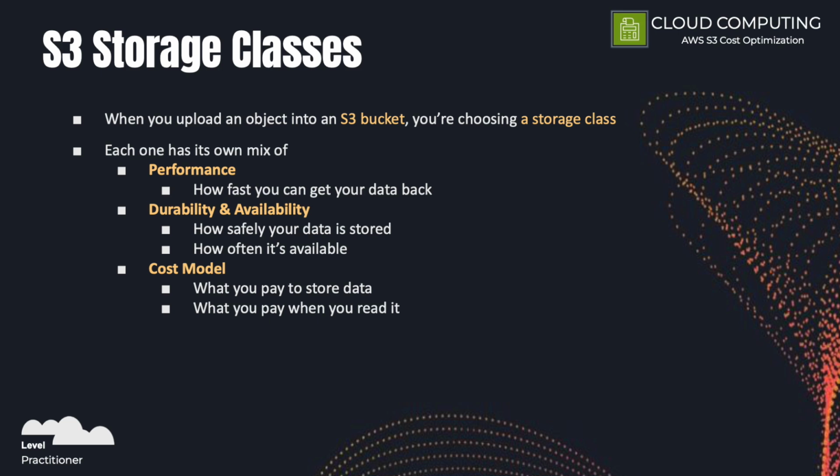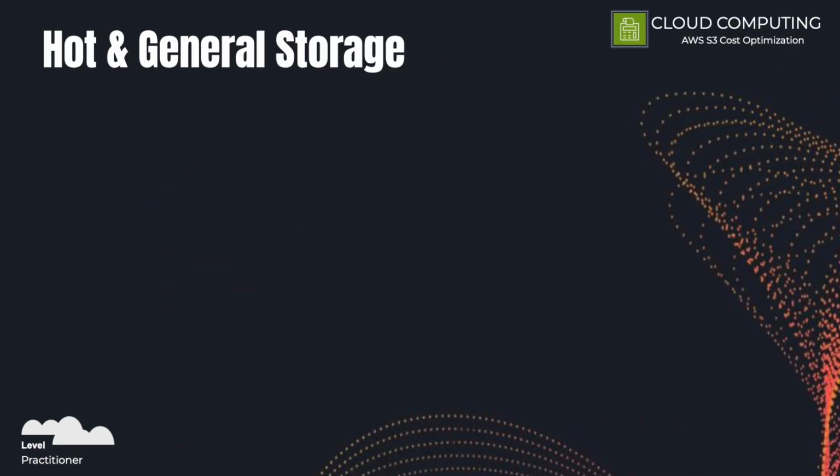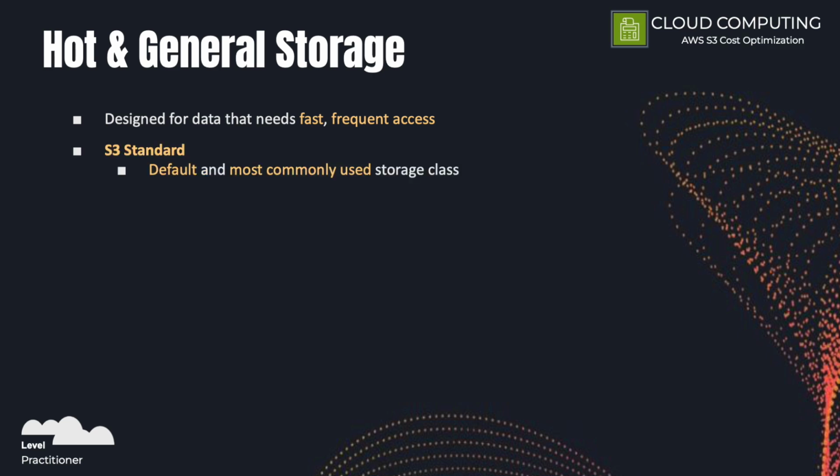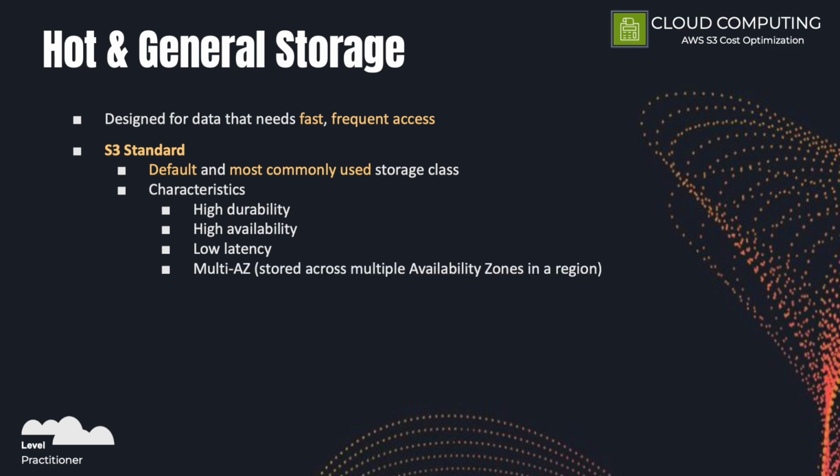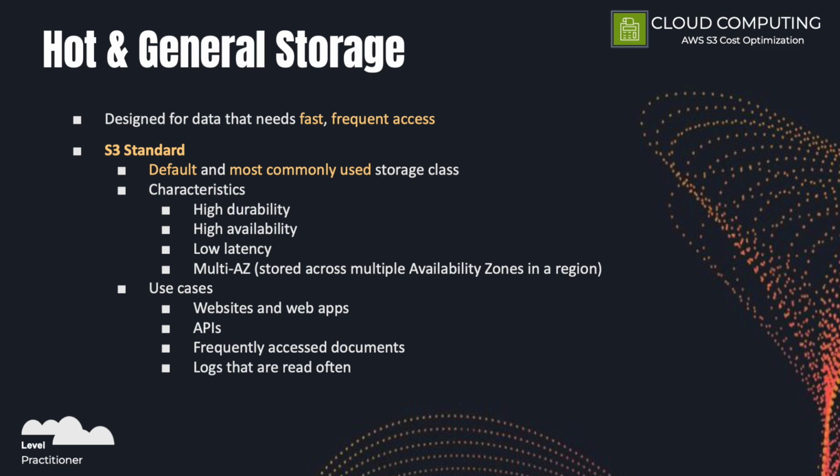With that in mind, let's walk through the main groups, starting with the options built for fast access. Hot and general purpose storage classes are designed for data that needs fast, frequent access. The first one is S3 Standard. It's the default and most commonly used storage class. It offers high durability, high availability, and low latency. And your data is stored across multiple availability zones in a region. So it's a great fit for websites and web applications, APIs, frequently accessed documents, and logs that are read often.